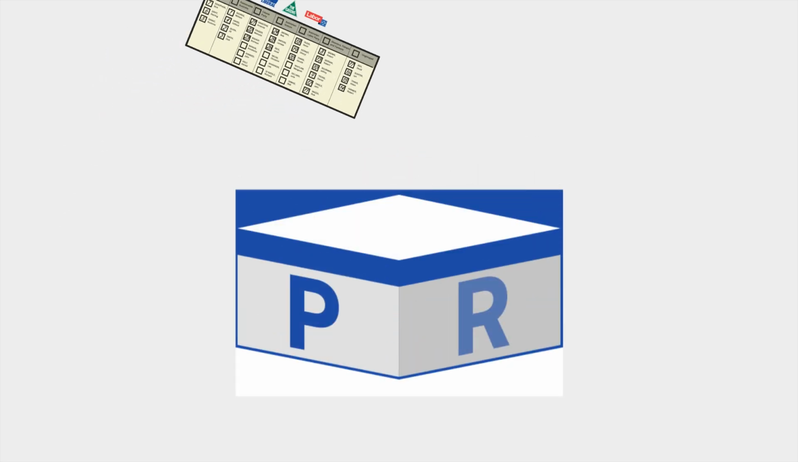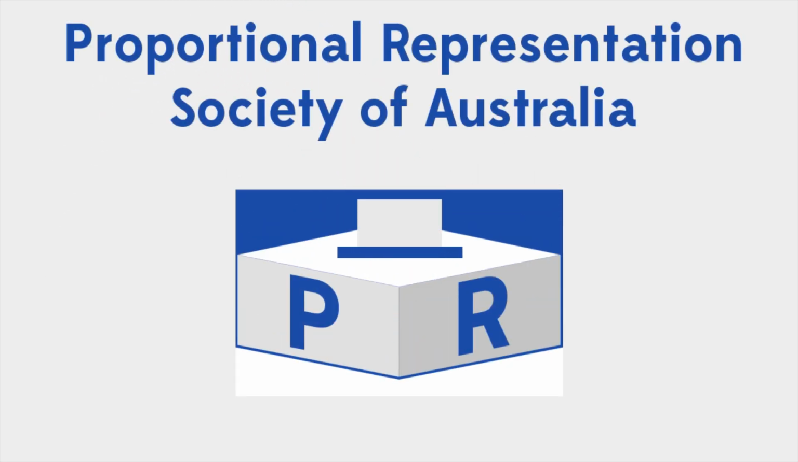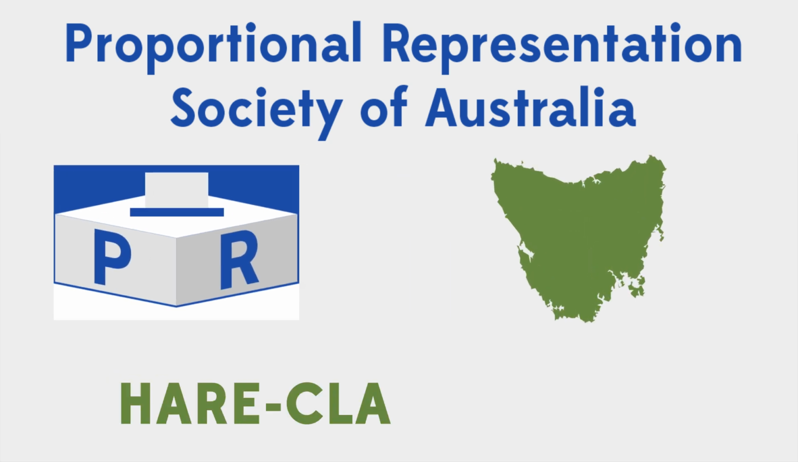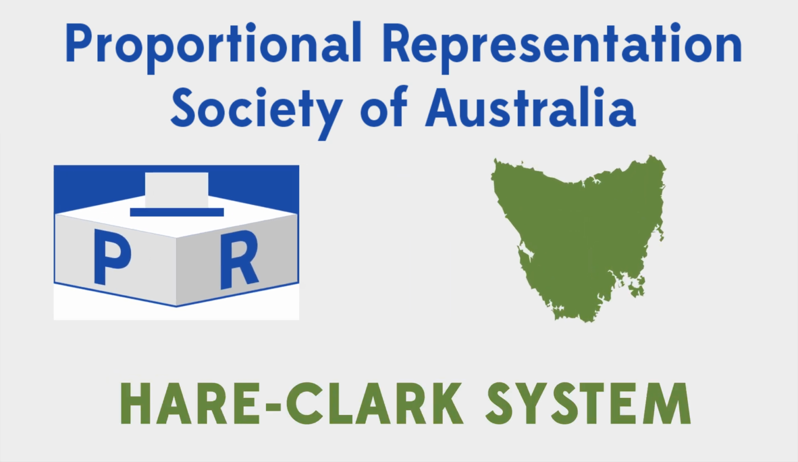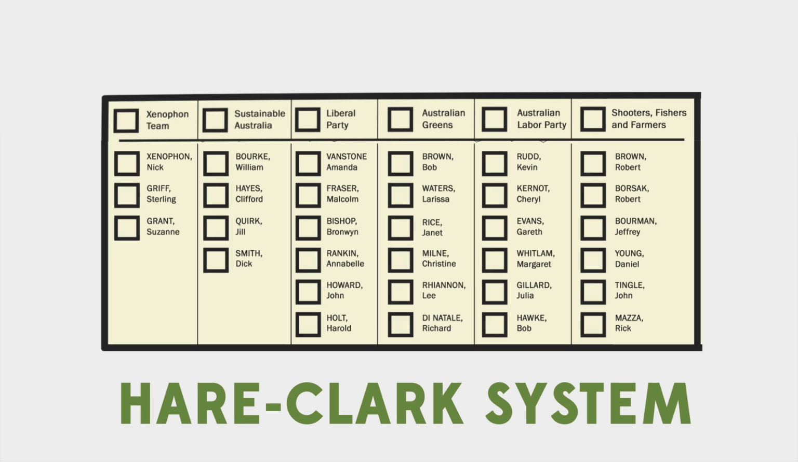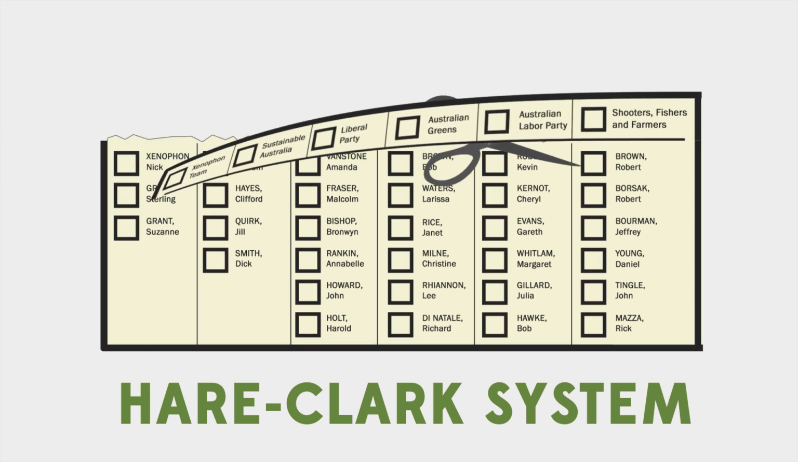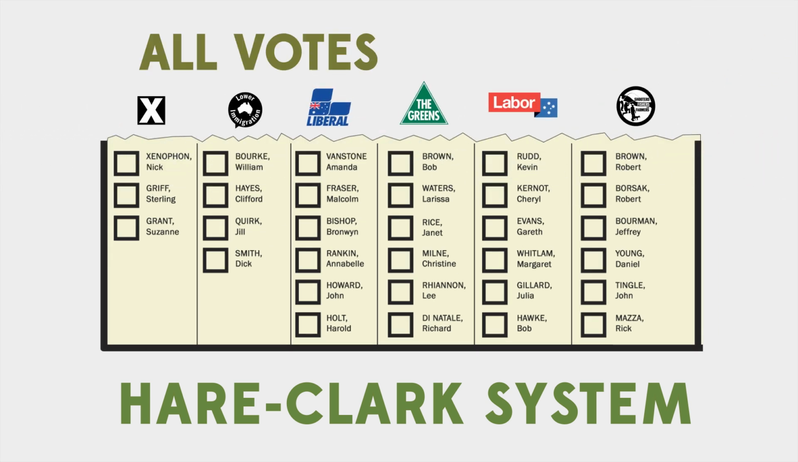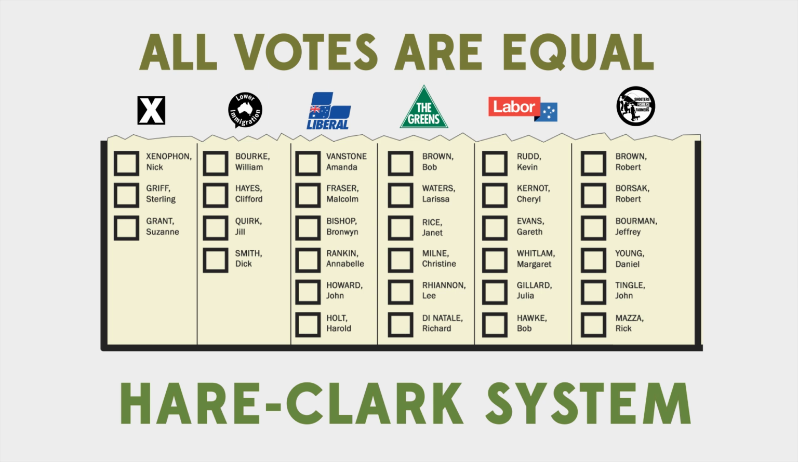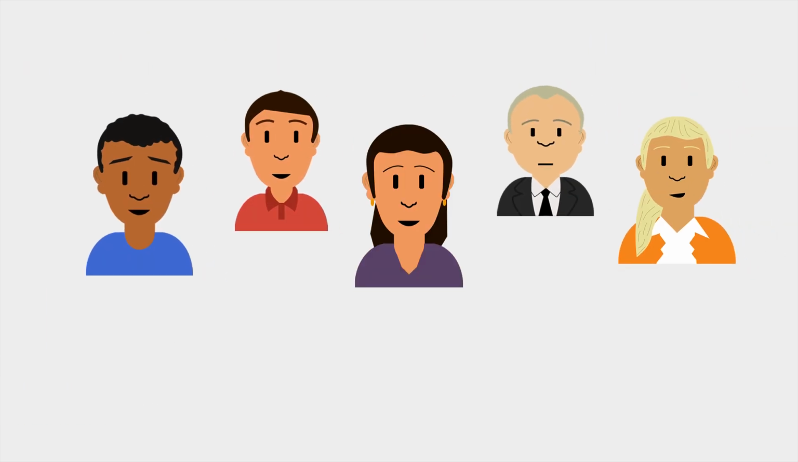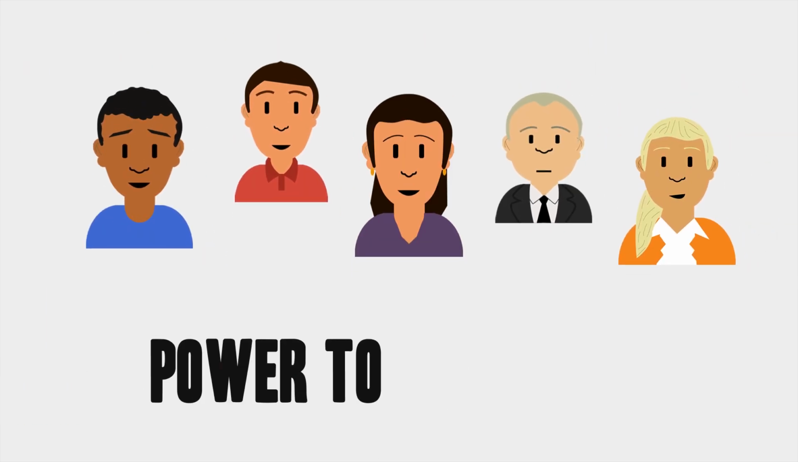The Australian Proportional Representation Society says that whilst this current Senate system is an improvement, Tasmania's Hare-Clark system is even better. With just one method for all voters, parties cannot influence preference orders and all votes are equal. This hands the power back to the voter.